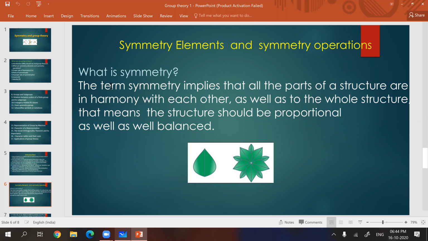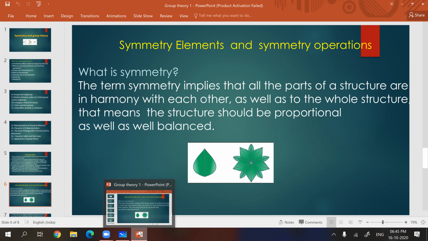Now let's see what is symmetry. The term symmetry implies that all the parts of a structure are in harmony with each other. Not only structure, symmetry is a common word we can apply to anything in the universe. You take a flower, if it has symmetry, then only it looks beautiful. You take a leaf, you take a human body, anything that you are using will have one or more forms of symmetry. So what is the definition? They should be in harmony with each other as well as with the whole structure. That means the structure should be proportional as well as well balanced. That's all about symmetry.